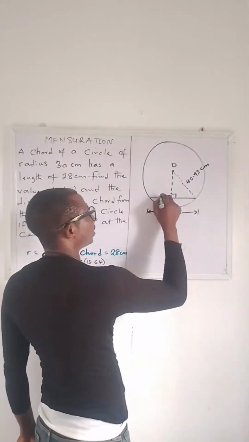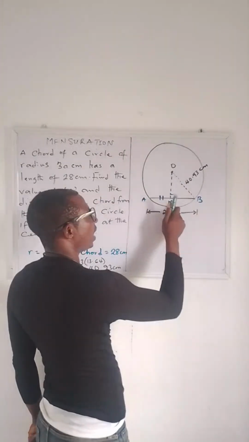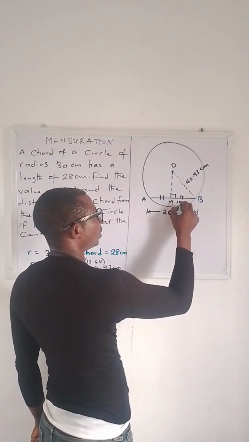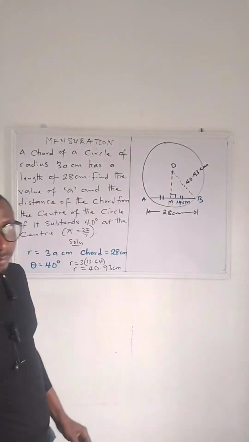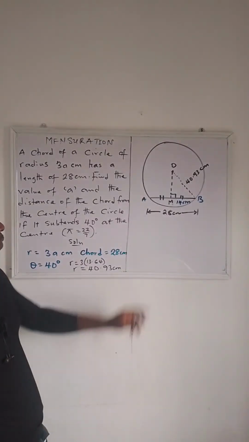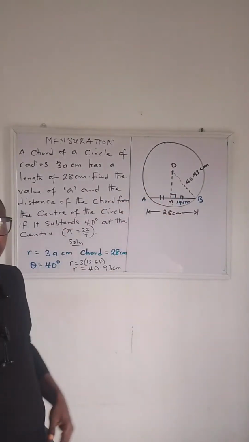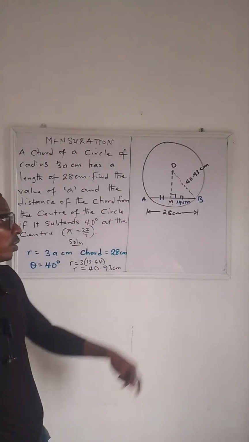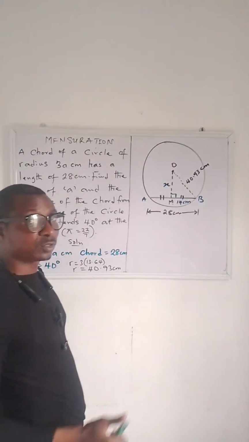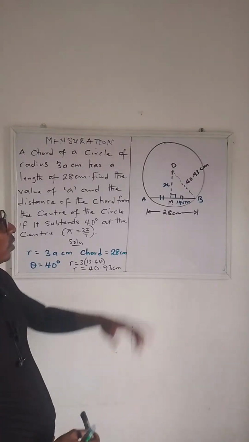So that means that, let's say this is AB, AM will be equal to MB. So they'll be equal. So that means MB will be what? Will be 14 centimeters. All right. So that will be 14 centimeters. And then we can now get this height, the distance between the center of the circle and the chord. Let's represent this with x. That is the distance between the chord and the center of the circle. So let us get x now.